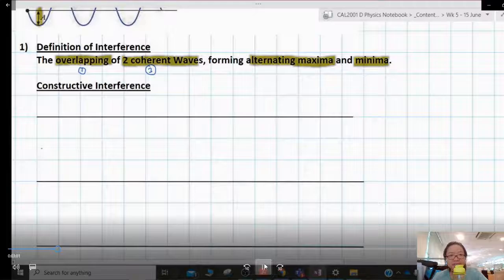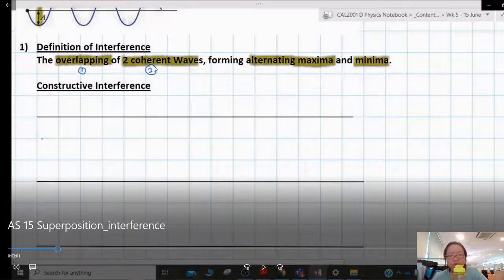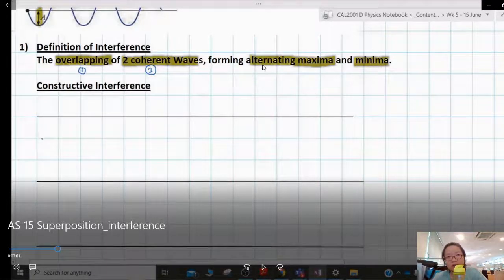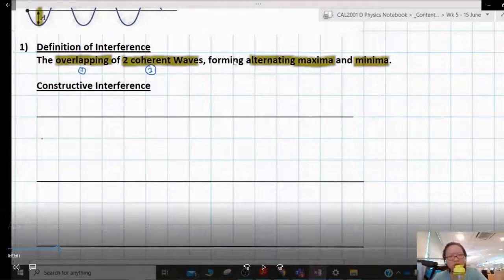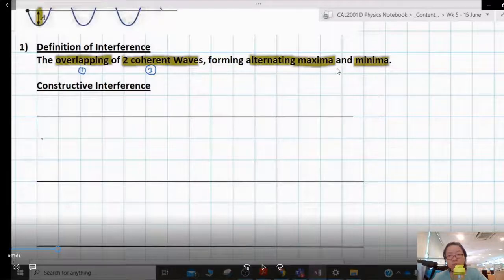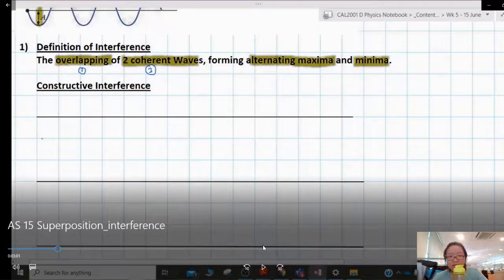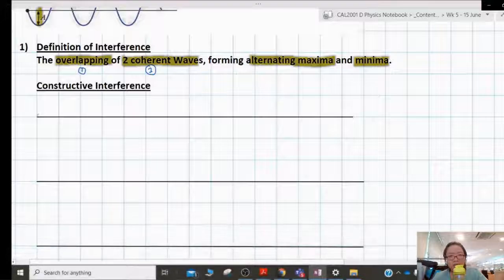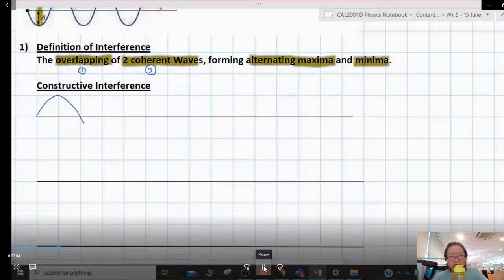Interference here is defined as the overlapping of two coherent waves, once again, two waves with the same phase relationship, forming alternating maxima and minima. Later you will see the pattern because the story is quite long, but this is the definition of interference. It's not the same as the definition of superposition, but it is related. Since there are two types of interference, one where crest meets crest and you get a maximum, we are going to think about the conditions to create constructive interference.